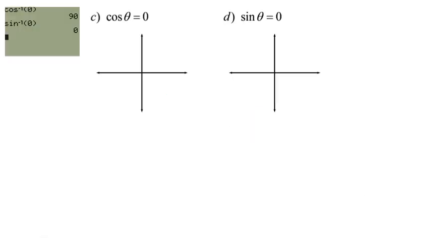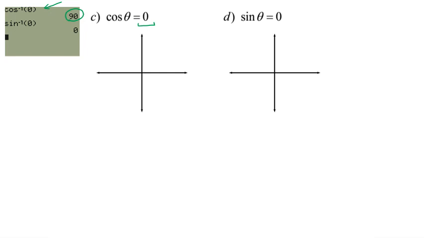For C, we have cos theta is equal to 0. Now, 0 is neither positive nor negative. So what I'm going to do is just go straight into typing into our calculator cos inverse. So just type in second and then cos of 0, and we get a reference angle of 90.